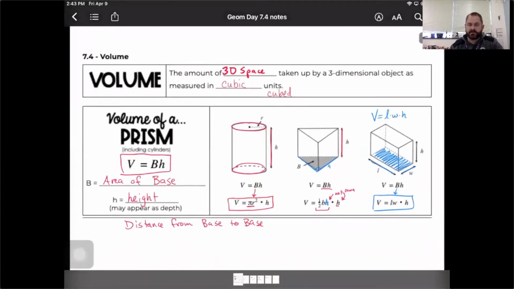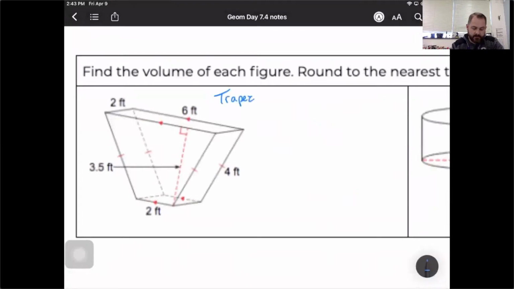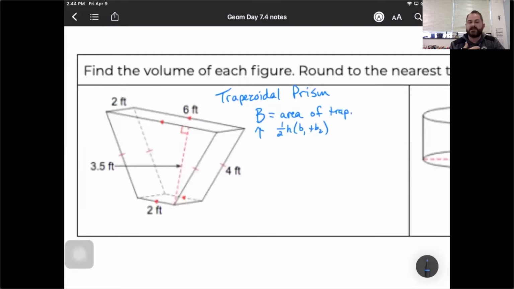Okay, so let's try some examples. In this first example, this would be considered a trapezoidal prism. And to find the volume of a trapezoidal prism, we need to know the base area, which is the area of that trapezoid. Okay, the area of the trapezoid can be found using our trapezoid area formula. Remember that that is 1/2 height of the trapezoid times base 1 plus base 2. And so that's what we're going to do to find that one. And then the volume formula is going to take that area of one of those trapezoids times the height of the prism. The height of the prism is the distance from one trapezoid to another. This little 2 up here in the corner is actually the height of the prism.